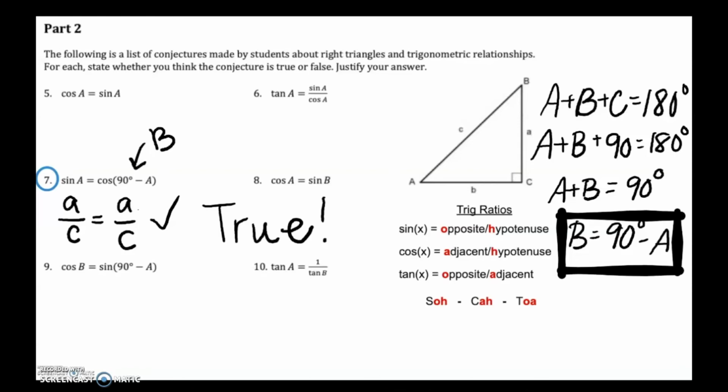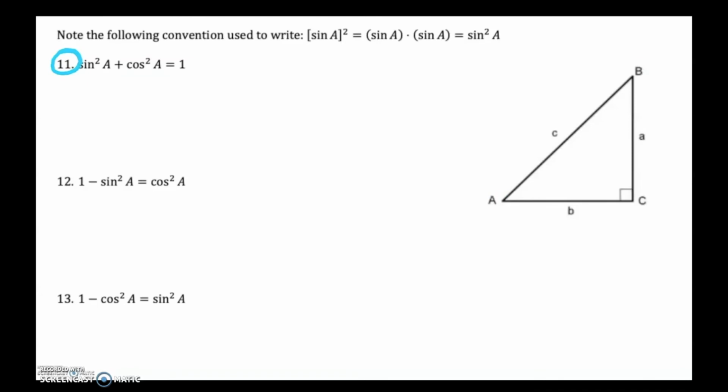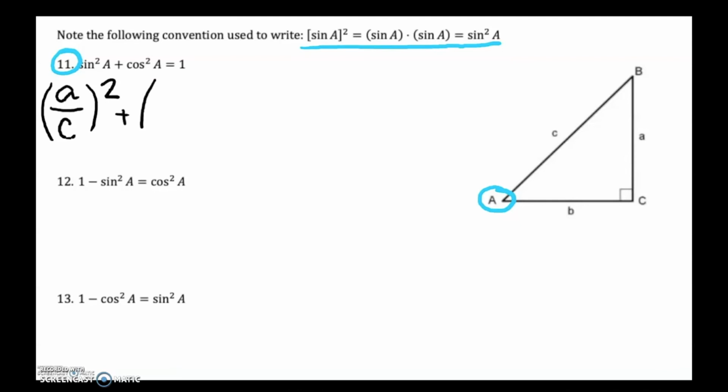Now let's take a look at number 11. This is sine squared of A plus cosine squared of A equals 1. We need to note the following convention that is used to write sine of A squared. This is equal to sine of A times sine of A, which equals sine squared of A. So we know that sine of A equals A over C, so we write A over C squared. And then cosine of A equals B over C, so we write B over C squared.